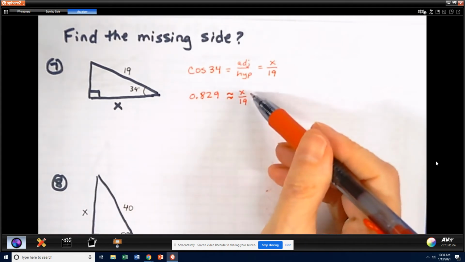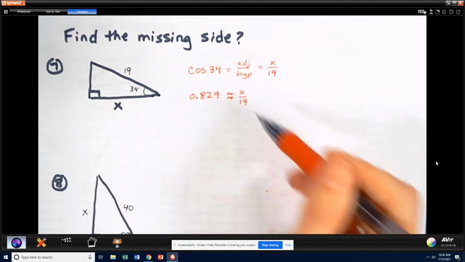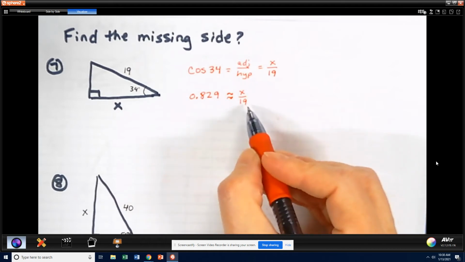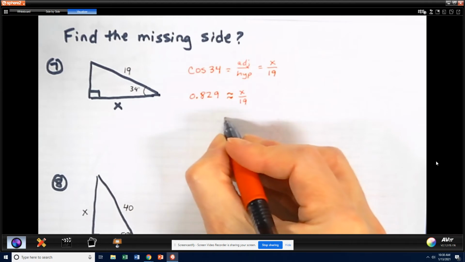I need to solve for x. It's been divided by 19. I need to clear that fraction. What do you do to clear a fraction? You multiply both sides by the denominator to clear that fraction. So I am going to multiply this side by 19, and that will give me x.